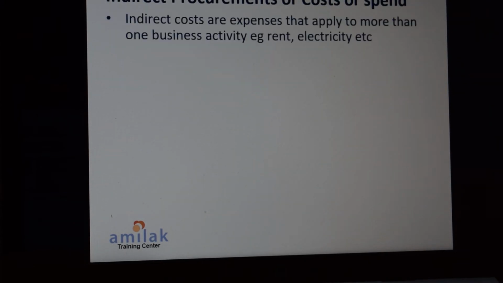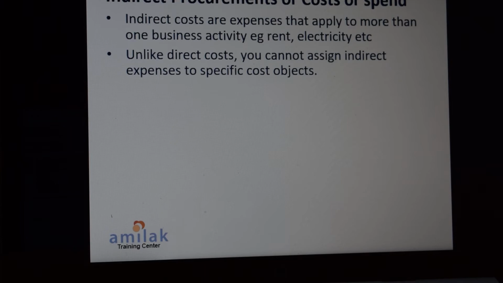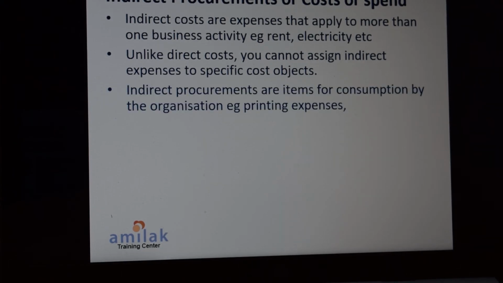All right. So we're shifting gear now to indirect procurements. Indirect procurements are expenses that apply to more than one business entity, e.g. rent, electricity, and so on. And this business entity or business activity is the departments within the particular company. These are shared types of activities or shared types of costs. Unlike direct costs, you cannot assign indirect expenses to specific cost objects.